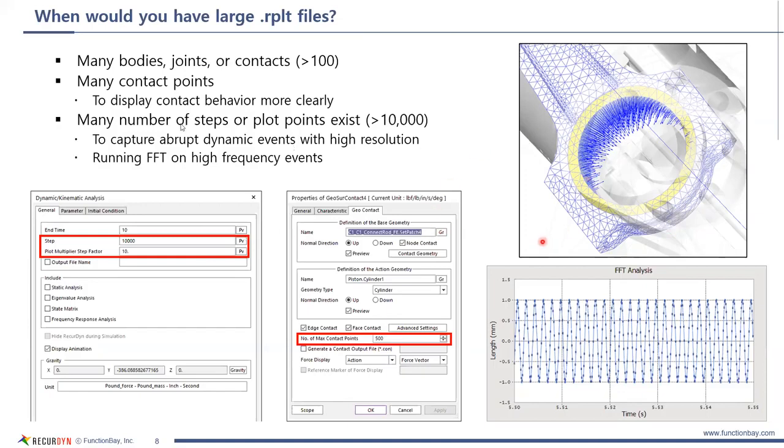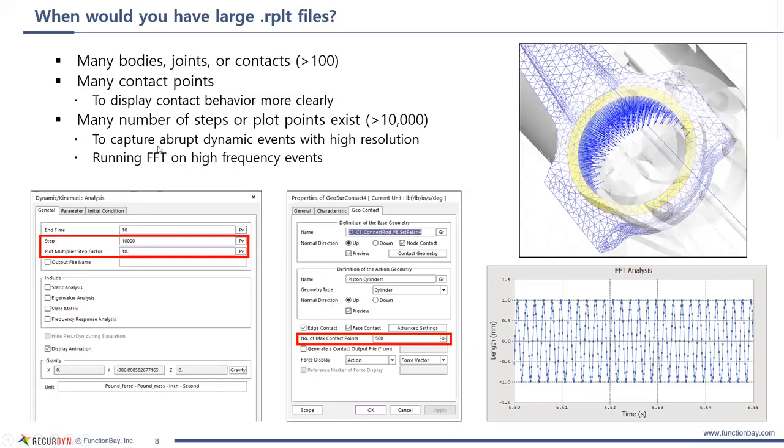Large RPLT files can also occur if you have a lot of steps or plot points, which occurs when these parameters here are set to high values. For example, if you have a lot of steps defined, or if you have a large plot multiplier step factor.